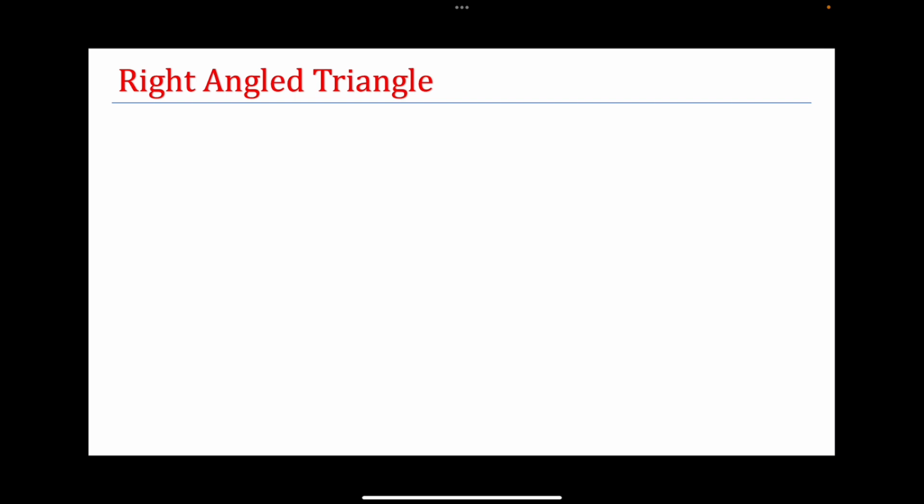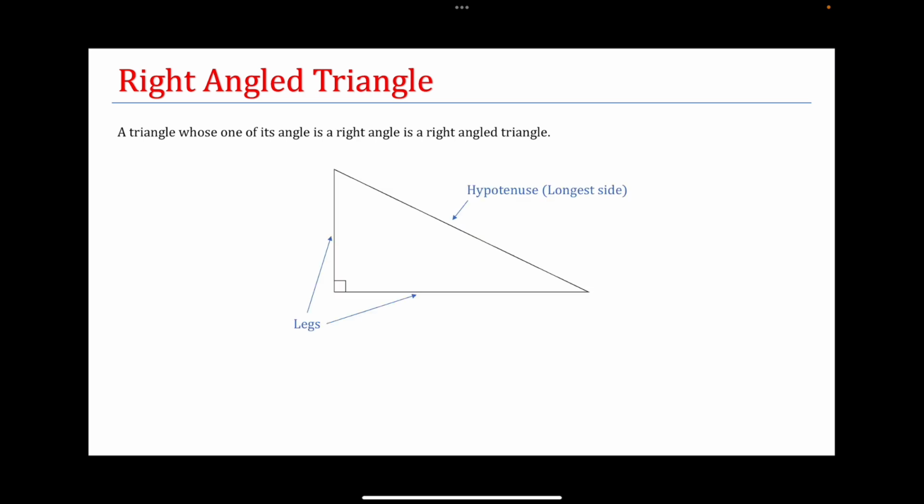Right angle triangle. So a triangle which has one of the angles as a right angle is called a right angle triangle. We have seen in the classification of triangles. So this is a right angle triangle. The perpendicular sides are called legs, and the line joining the perpendicular sides is called hypotenuse, and hypotenuse is the longest side in a right angle triangle.